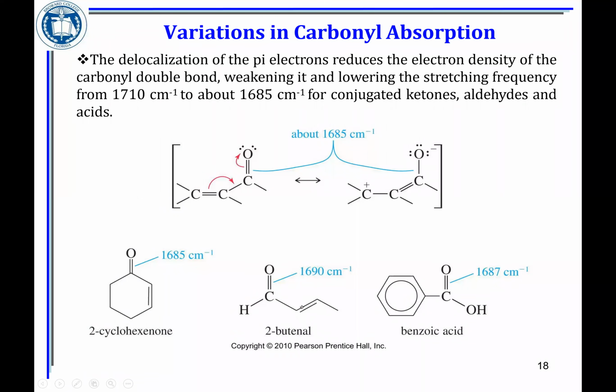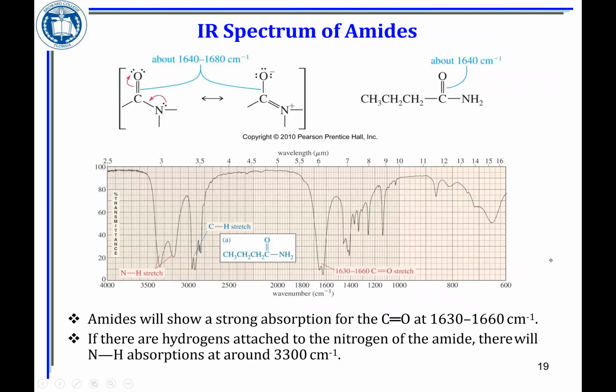So one conjugation bond will be conjugated with one pi bond, conjugated with a benzene ring, it would be even lower. So it would decrease the frequency. The CO double bond for amide is the lowest. So this is kind of an exception, it is the lowest, going to show between 1630 to 1660. If you see it that low, that means you have amide.